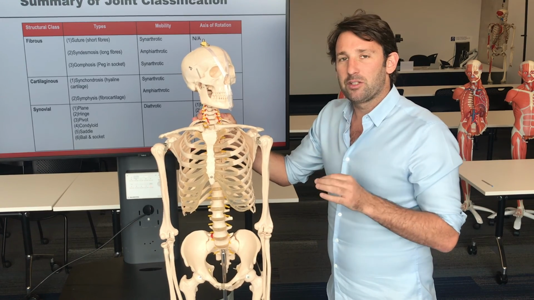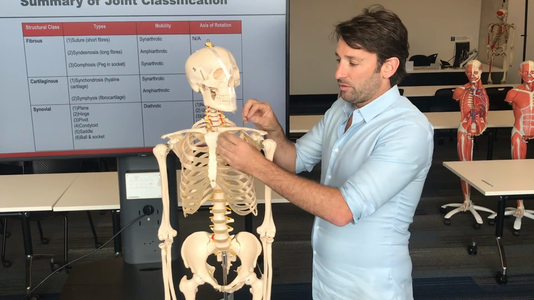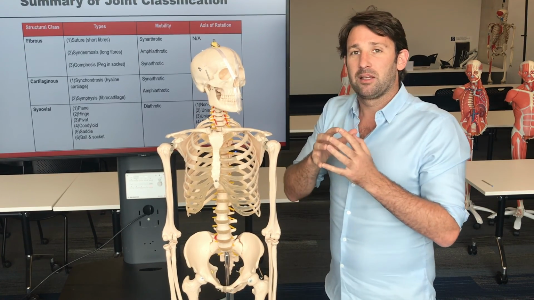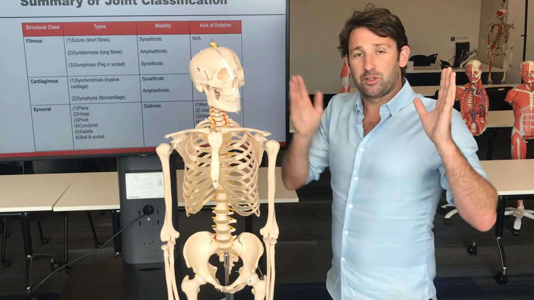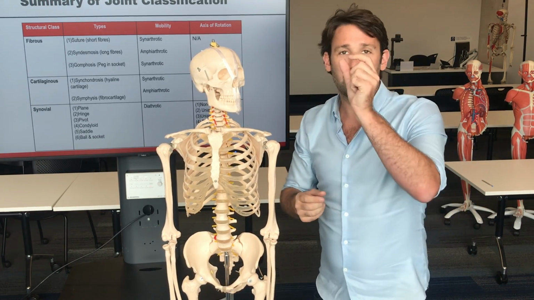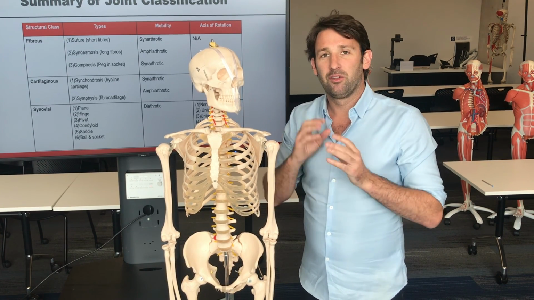But the key point here is where we say name the joint, we're looking for the amalgamation of those two bones coming together to make that name. When we say classify the joint, we're referring to each column in the table. When we say what type of joint is it, we're talking just about that second column in the table. And that's the real clear take-home message for this tutorial.